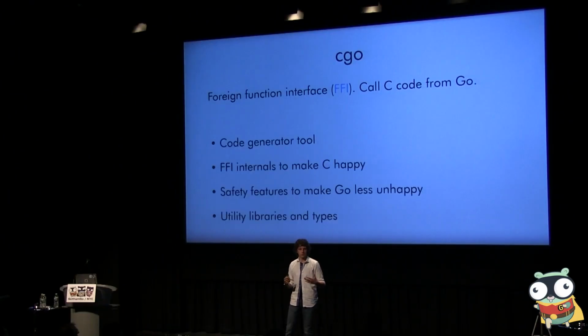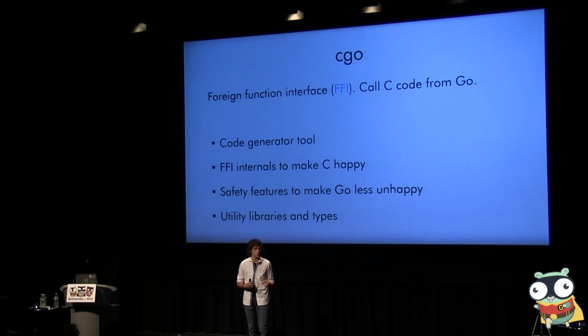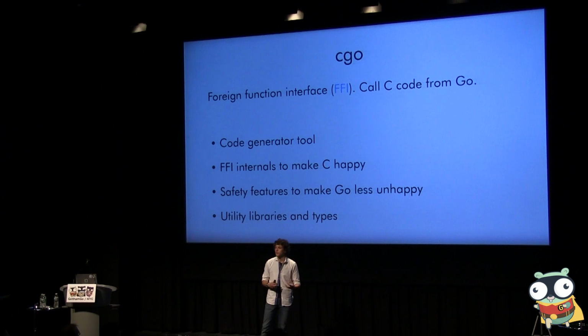Cgo is made of a lot of parts. There's a code generation tool that generates all the boilerplate to connect the two sides of the functions. There's the internals of the FFI that allow you to actually invoke the pointers, set up the stack, manage threads and such, which are in the compiler. And then there's some parts which are there to make the C code happy when it's executing.